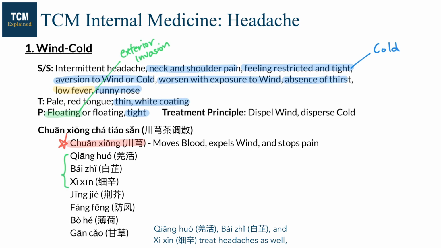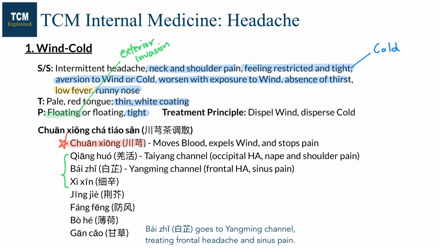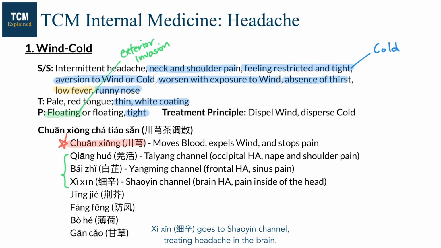Jianghuo, Baizhi, and Xixin treat headaches as well, but each targets specific channel. These are the guiding herbs I mentioned before. Jianghuo goes to Tai-Yang channel, treating occipital headache, nape, and shoulder pain. Baizhi goes to Yang-Ming channel, treating frontal headache and sinus pain. Xixin goes to Xiao-Yin channel, treating headache in the brain.